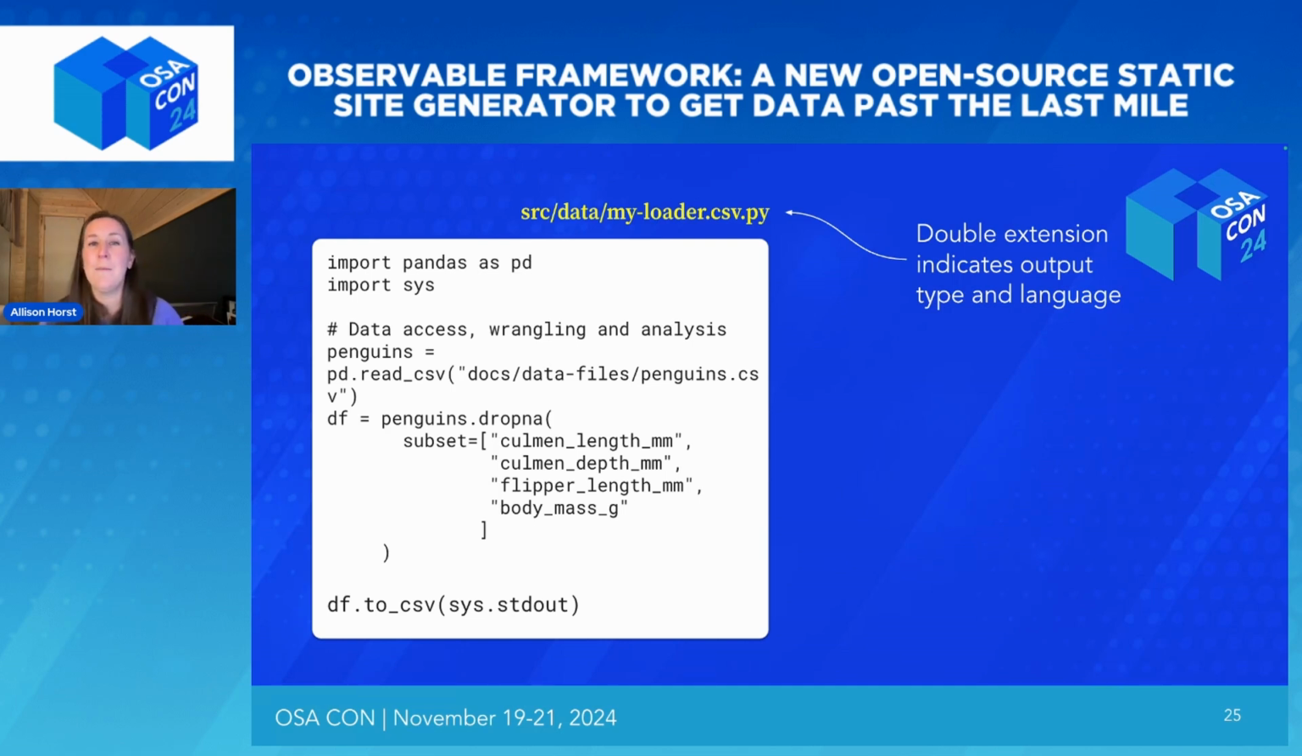So the file name for this data loader, which would be in my framework data app project that I'm creating, is myloader.csv.py. So notice that double extension. That double extension indicates, one, the output type, so that's a CSV, and two, the loader language, here Python. So that's why we see that double .csv.py extension, indicating that this is a Python data loader that's going to generate a CSV. So that's the first thing that might look a little bit unusual, but then you get into the familiar stuff.